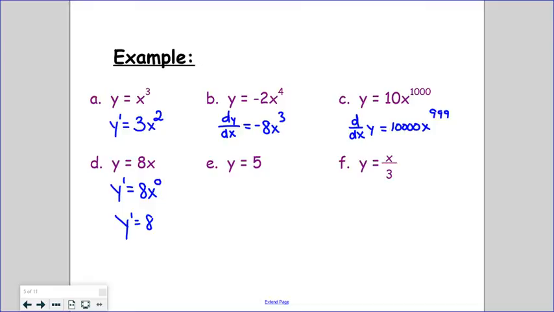This one goes back to the first slide that we looked at. Derivative of a constant is always 0.